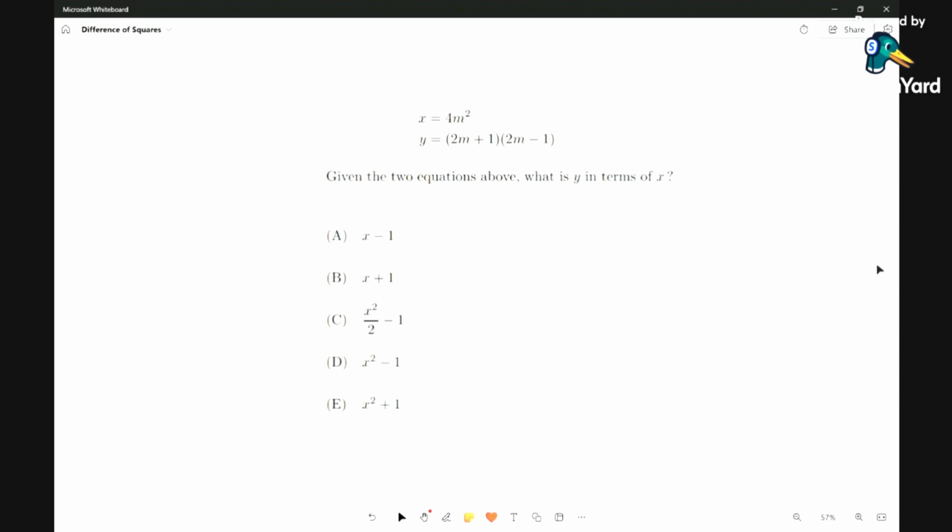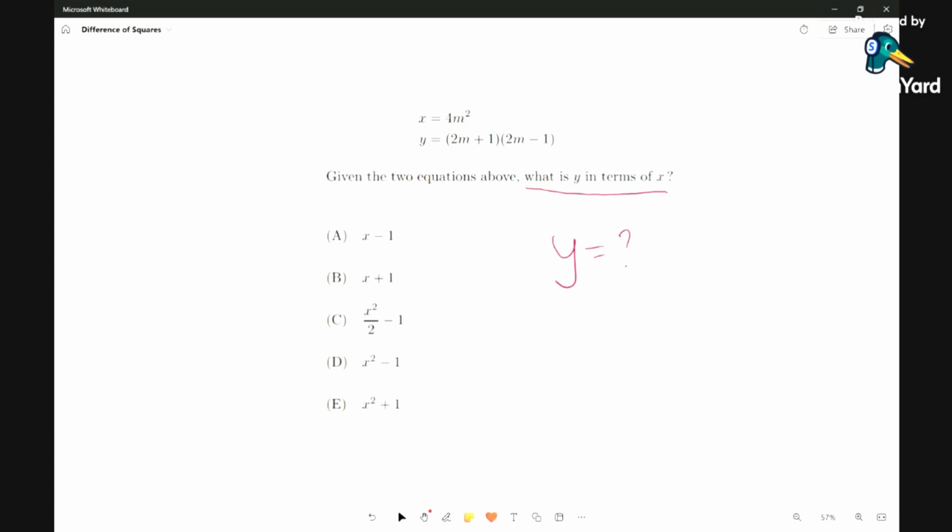we want to figure out, well, what is y in terms of x? And I always say you want to underline what you're being asked, and you want to note y equals, okay? Always try to put that out the way. Okay, so now what is the difference of squares?